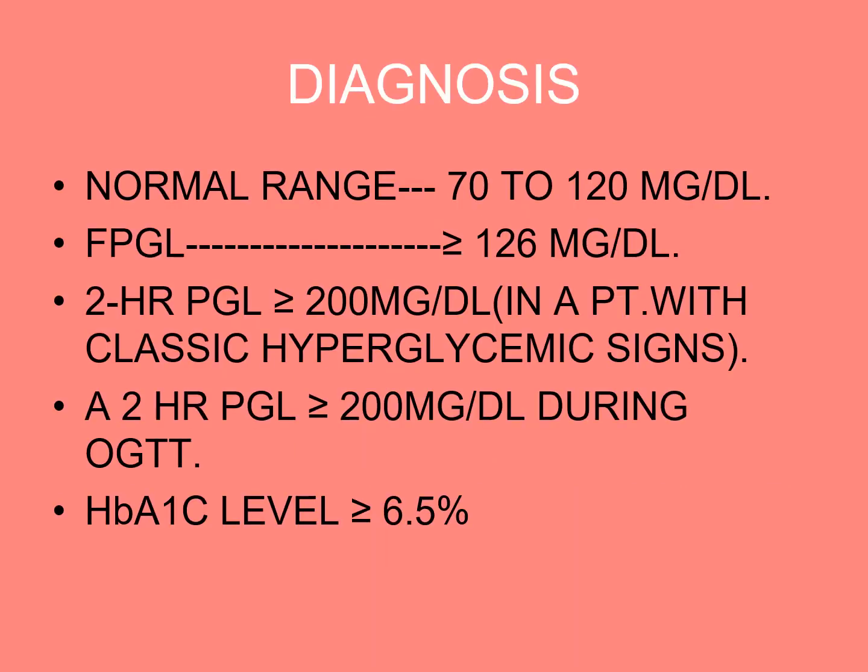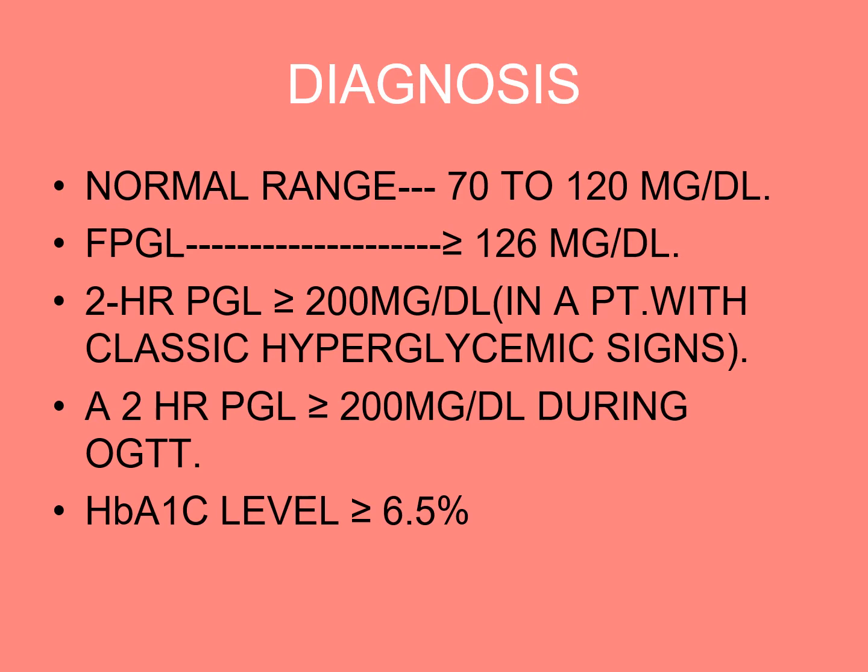How do we make a diagnosis? The normal range, as we said, is about 70 to 120 milligrams per deciliter. This is regarding the fasting plasma level. If the fasting plasma glucose level is more than or equal to 126 milligrams per deciliter with the classical features, on one or two occasions we can label this patient as diabetic, though we do require a 2-hour postprandial level, which if more than 200 milligrams per deciliter in a patient with classical hyperglycemic signs, that is the polyuria, polydipsia, and polyphagia.